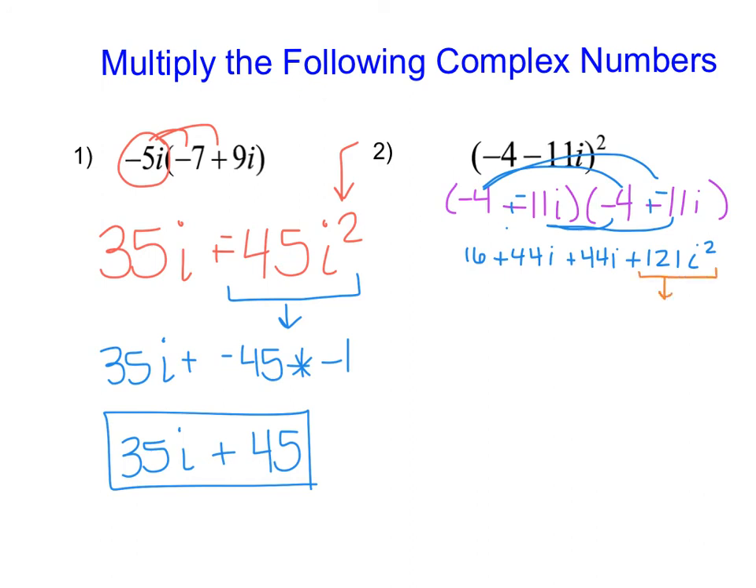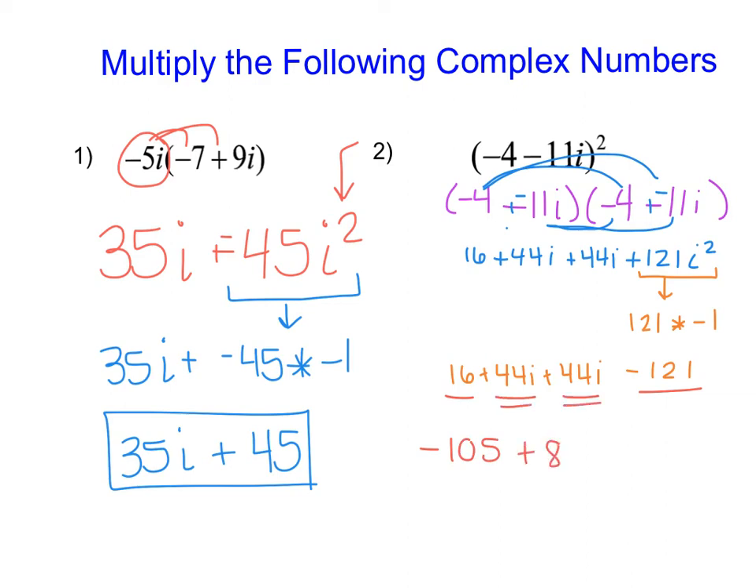So this here becomes 121 times i squared. And remember, i squared can be rewritten as a negative 1. So this becomes a negative 121. And then we have the rest of that expression that we're going to combine that with. So now that we have these fully simplified with i values that have exponents of 1 only, we can combine our real parts here, and 16 and negative 121 become negative 105, plus our imaginary parts, which combine to be 88i.